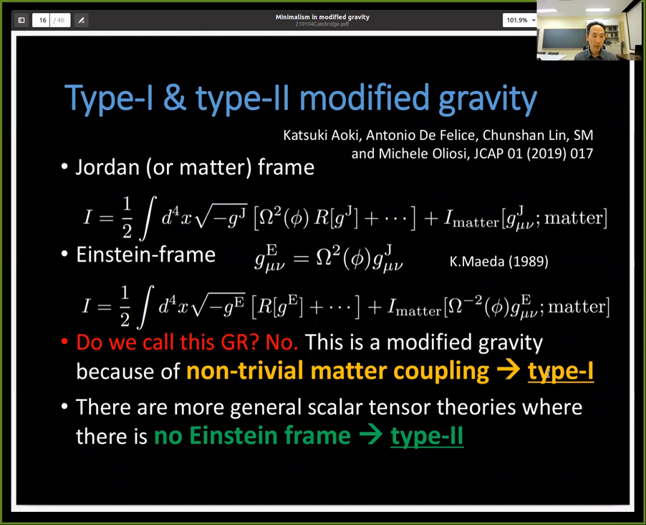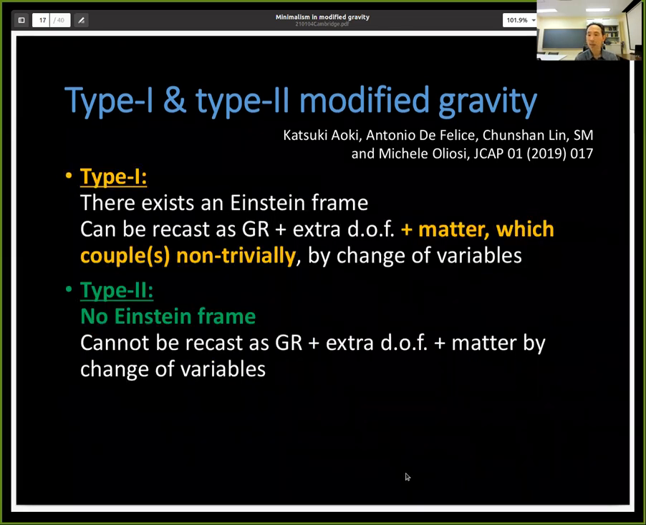However, there are more general scalar-tensor theories where there is no Einstein frame. Let's call them type two. Let me repeat. For type one, there exists an Einstein frame, so this kind of modified gravity can be recast as GR plus an extra degree of freedom plus matter, which couples non-trivially, by a change of variables. Type two doesn't have an Einstein frame, so by any change of variables, we cannot recast this type of modified gravity as GR plus an extra degree of freedom plus matter. So this classification is very simple, easy.